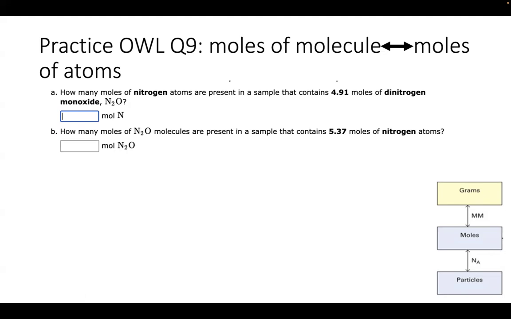Okay, so all right, here's where we left off. So we're looking at practice.